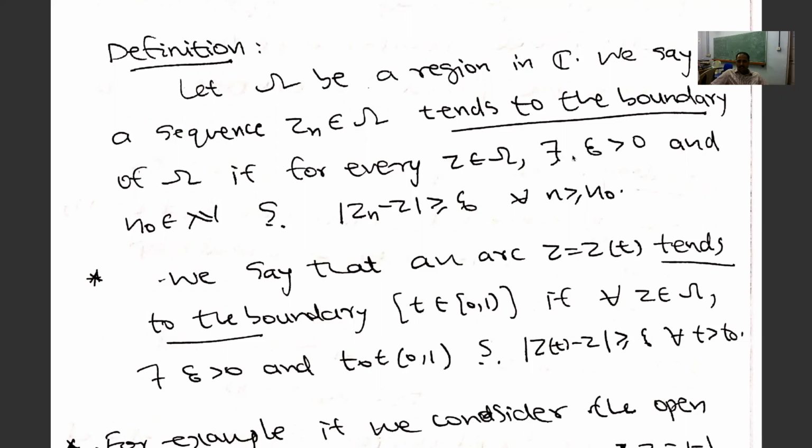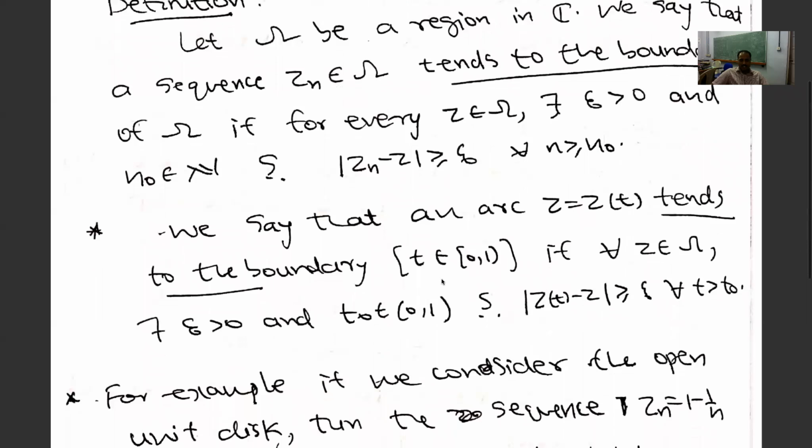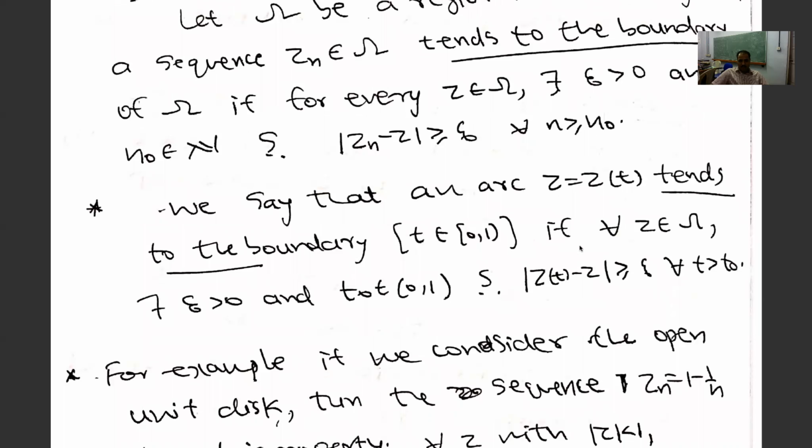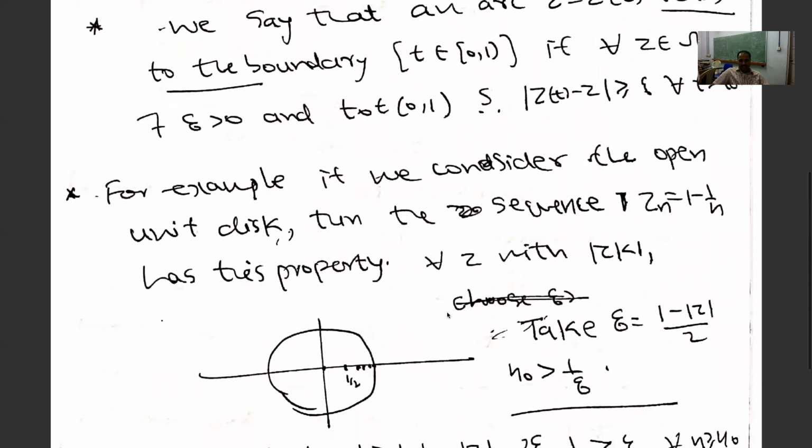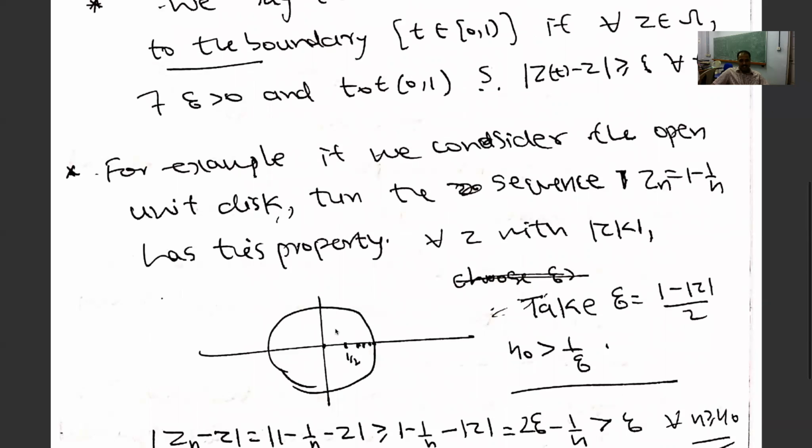So for every Z you are able to find a neighborhood of Z so that the sequence will leave that neighborhood after a certain stage. Similarly, an arc tends to the boundary means for each element in omega, you are able to find a neighborhood and a stage t0 such that the arc will leave the neighborhood of Z. This should happen for every element in omega. Then we say that the arc tends to the boundary. For example, consider the unit disk, and the sequence 1 by n tends to the boundary. We can take epsilon to be (1 minus mod Z) by 2 for any Z in the disk.